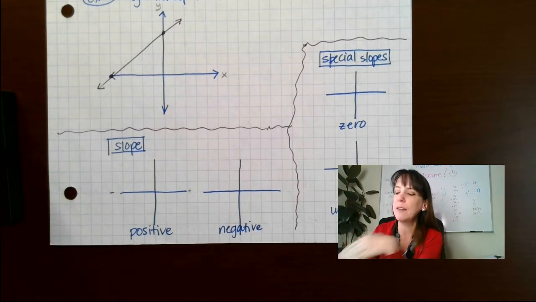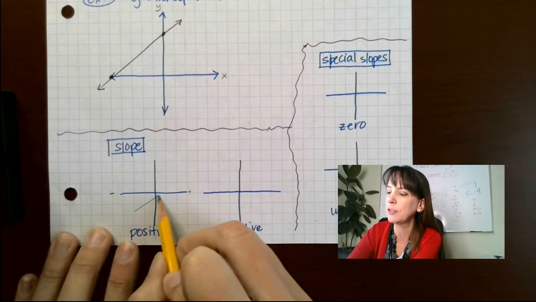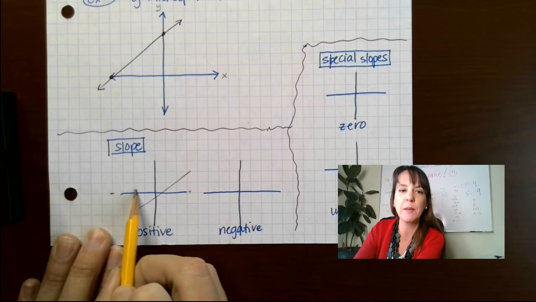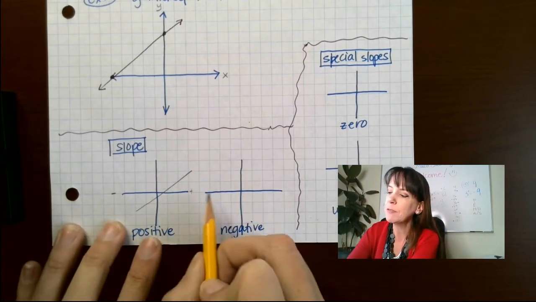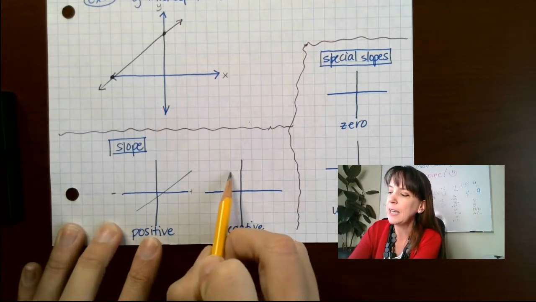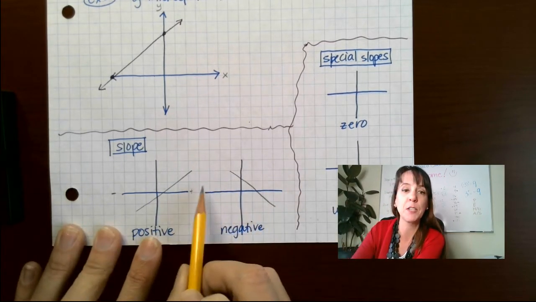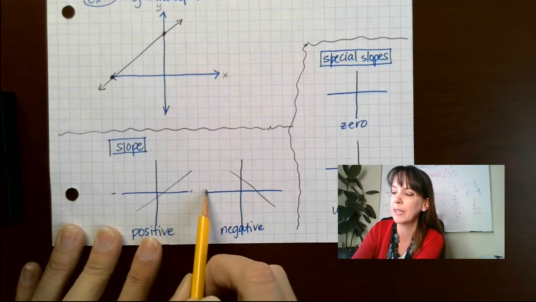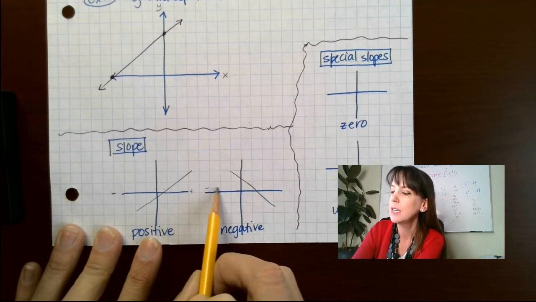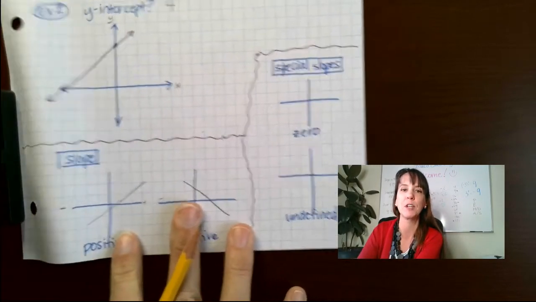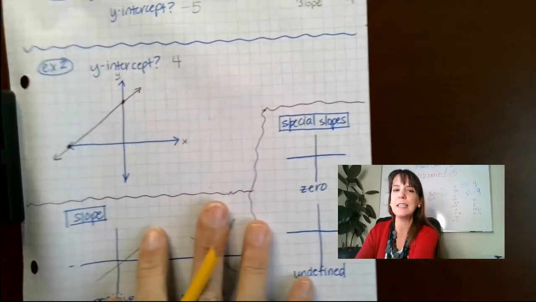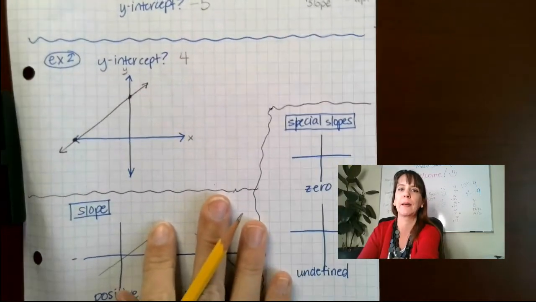So coming in from negative infinity, if you encounter a slope that looks like this, you're riding your bike, you come and you have to go uphill, that's a positive slope. Coming in from the negative side, if you encounter a slope like this, and you have to go downhill, then it is a negative slope.